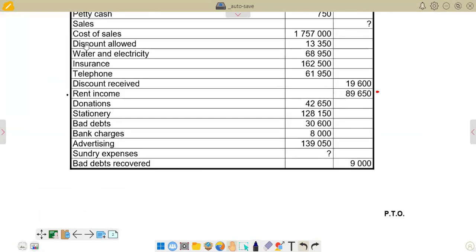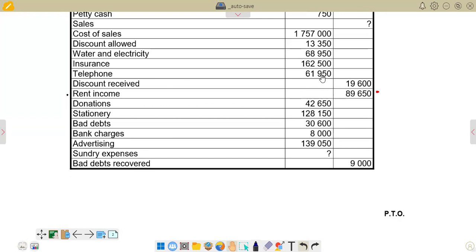So here, remember, that's where we've got the list of those expenses. We've got discounts allowed. This one is pre-entered. And let's try to see insurance. Insurance is also pre-entered. And then we go to telephone. Telephone is not pre-entered, so we need to calculate it.